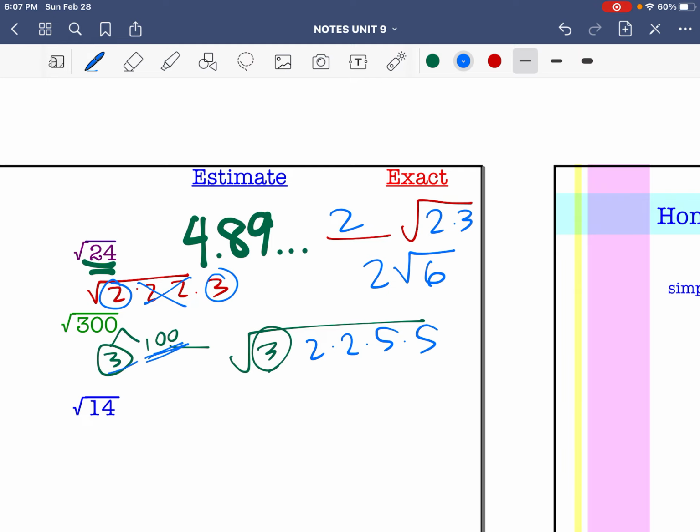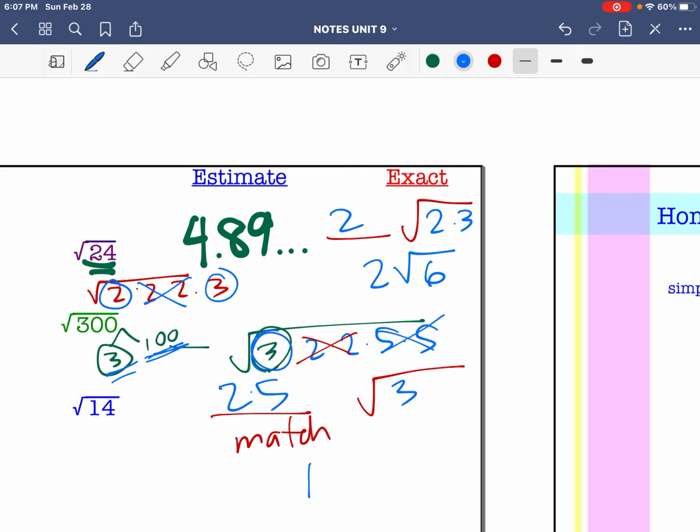From here, I'm going to look for matches. My matches go out front. My leftovers go in here. So I have a 2 that can be split up evenly. I have a 5 that can be split up evenly. And my leftover goes right here. So this one would be 10 square root of 3. And that's what we're going to be practicing today.